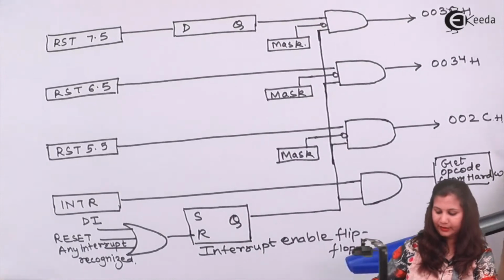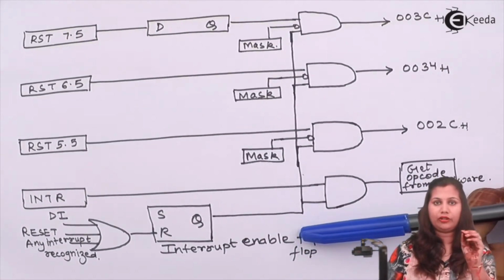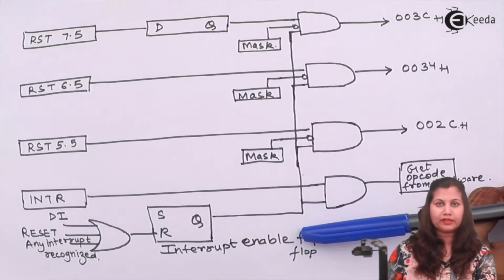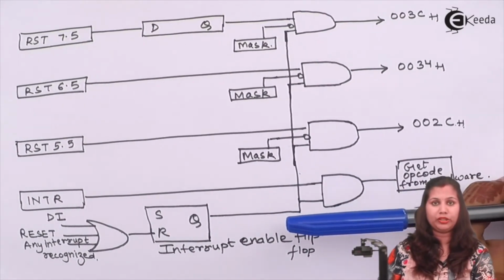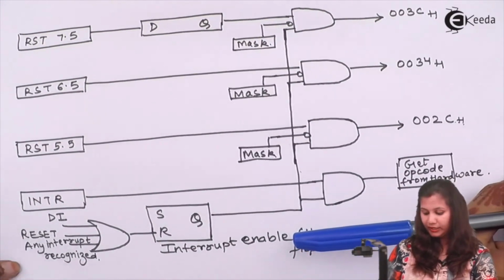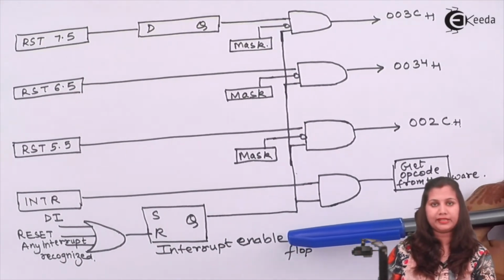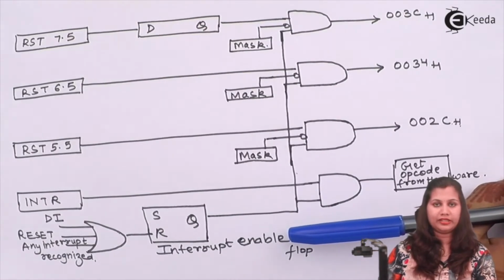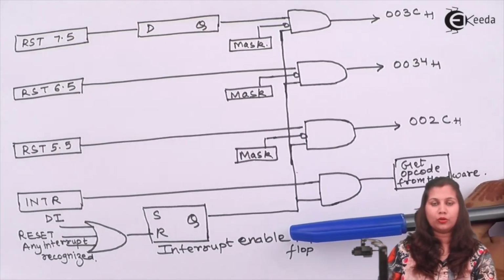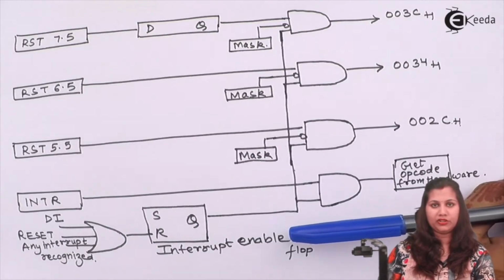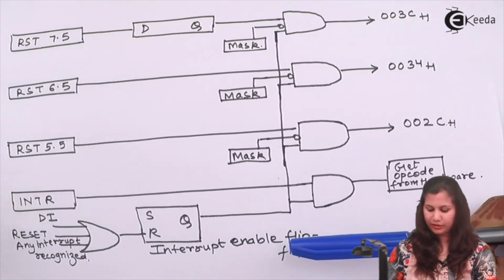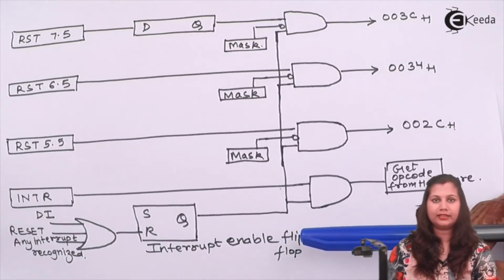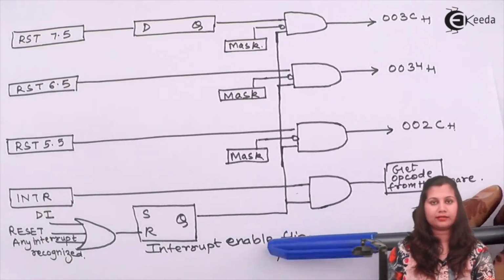By default, these interrupts can be masked by this reset signal. If the interrupt is given to the microprocessor, and we want that this interrupt should not be executed by the microprocessor, we can give it a reset signal. We can press the reset button, and we can reset the system. The whole system will be reset, will come to its initial conditions, and then that interrupt will not be executed, it will be masked. So by default, this reset signal can be used to mask the interrupts.